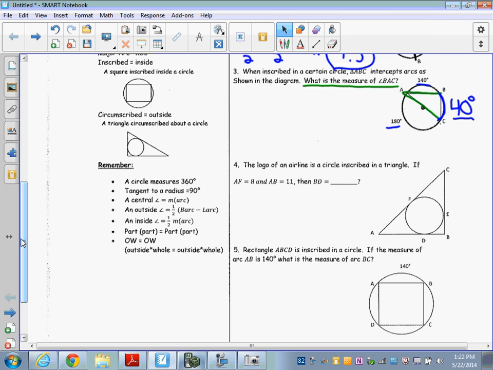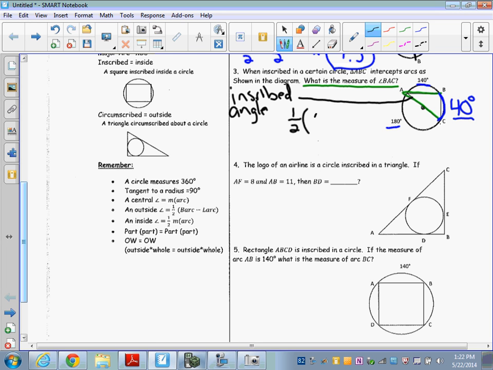This angle right here is an inscribed angle. Remember, that's an angle formed with the vertex being on the circle. So all I do is multiply 1/2 times 40, which is the outside arc, and I get my final answer of 20 degrees.